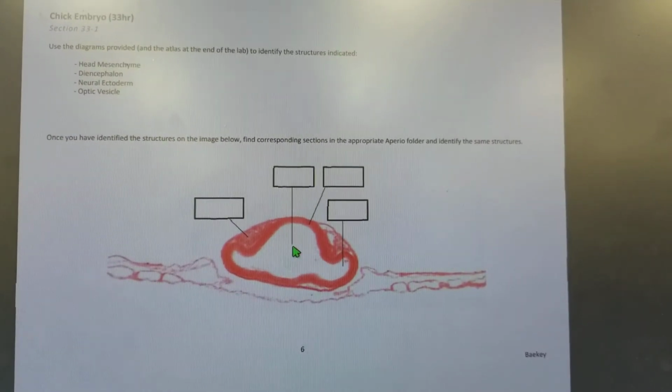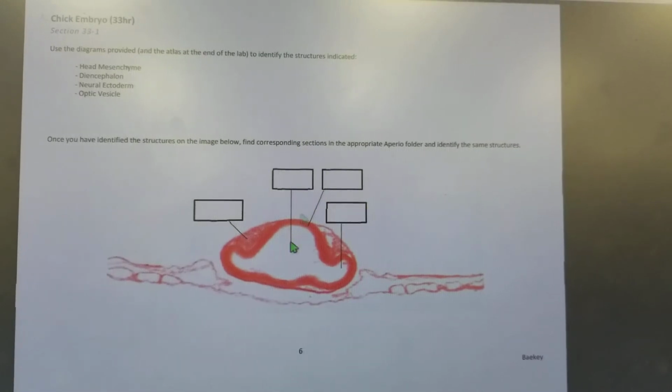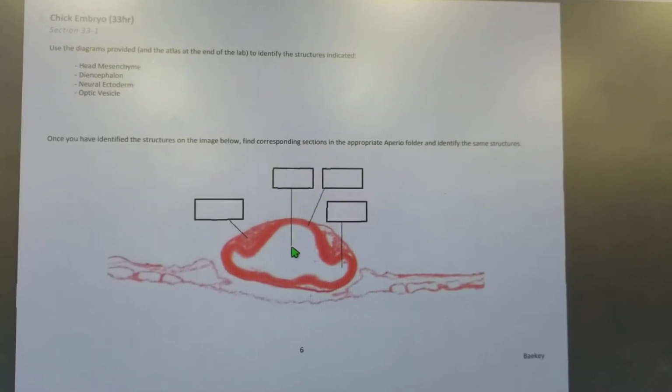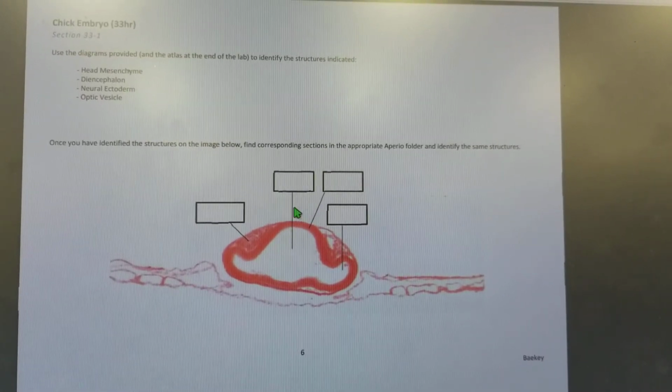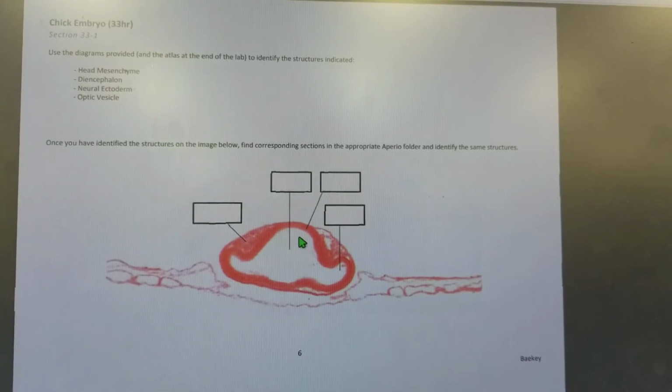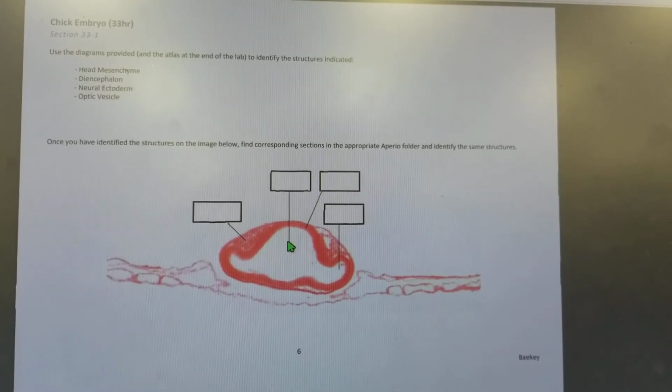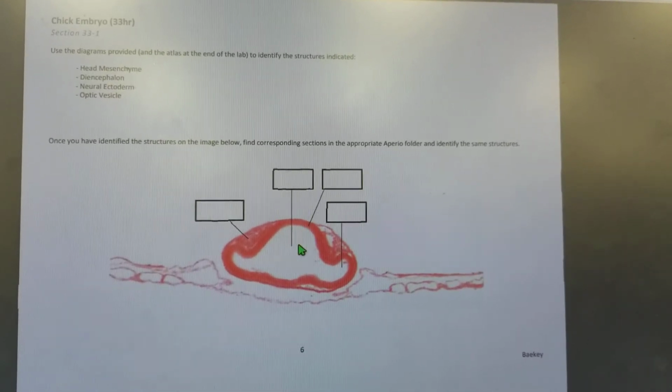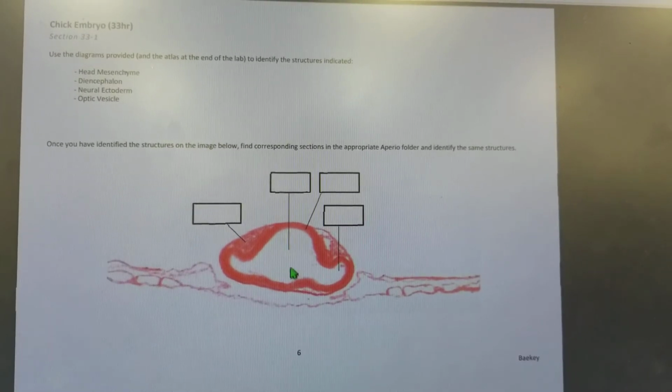At this level here, we're just behind the telencephalon, and that's the diencephalon. The only way you would know that is by knowing where this section was taken along the length of the embryo from cranial to caudal.